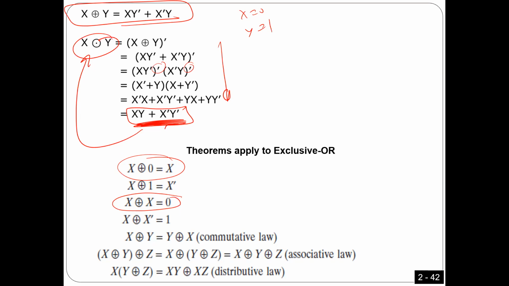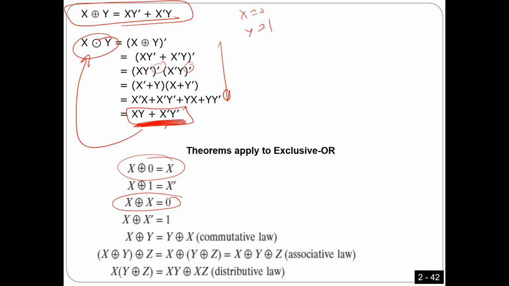This is a theorem. Be careful. The theorem I explained to you before doesn't work here. What I explained to you before was for AND, OR, and inverter. If you want to apply any one of them, you need to check if it works or not.